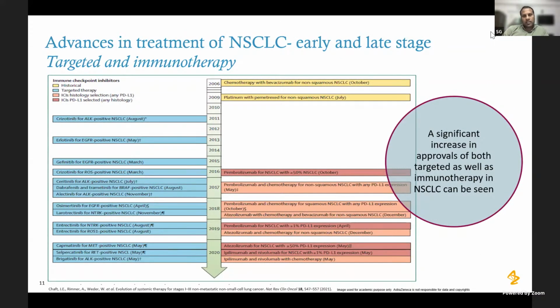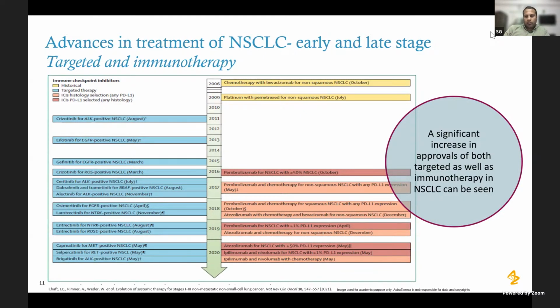Advances in treatment of non-small cell lung carcinoma: targeted therapy is the key. In cases where there is a molecular marker, we treat accordingly. Initially, we had studies which showed response with EGFR inhibitors. Later came ALK inhibitors as well as ROS inhibitors, and nowadays we also have RAS inhibitors and RET inhibitors in the armamentarium. Initially for ALK positive NSCLC in 2011, there was approval for crizotinib, following which there was approval for erlotinib for EGFR positive non-small cell lung carcinoma, followed by gefitinib, and then dabrafenib plus trametinib in BRAF positive non-small cell lung carcinoma, alectinib.